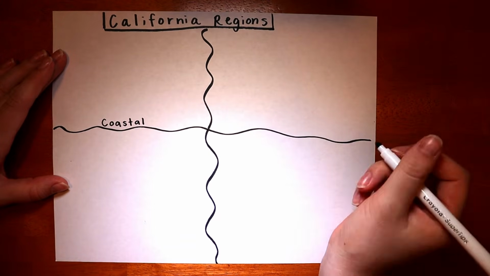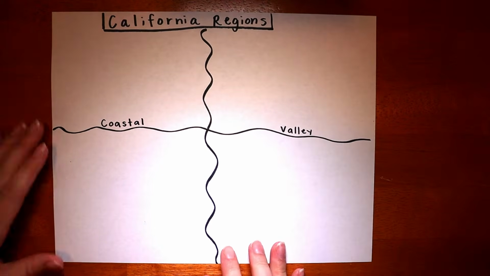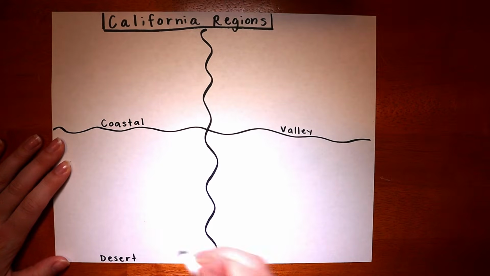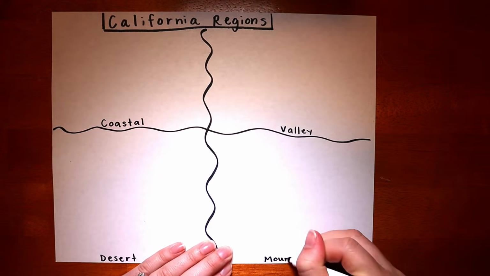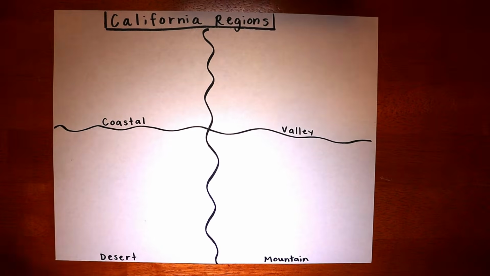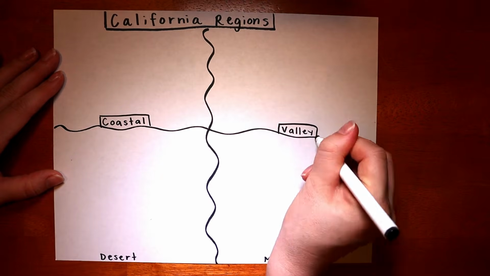Our 4 regions are coastal, valley, and desert. And in each section, we're going to draw a small landscape to represent each one. I'm going to put a little box around each region name here.